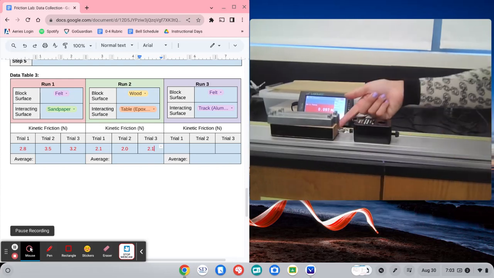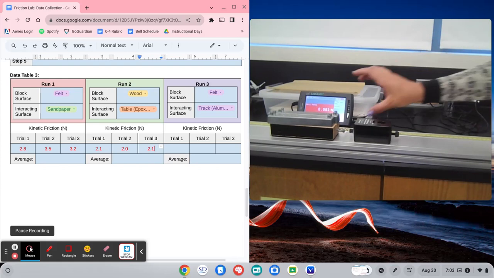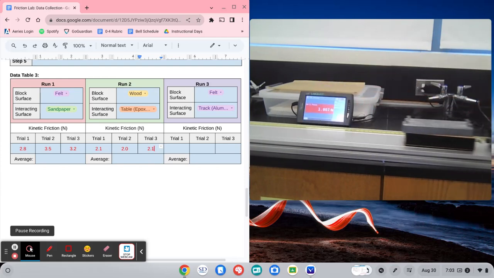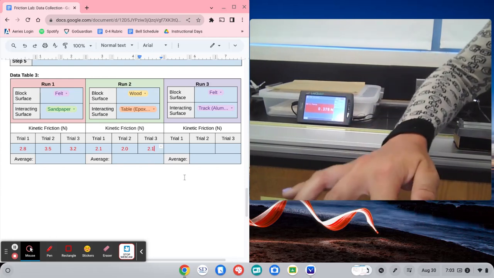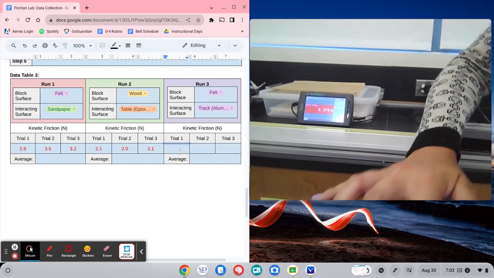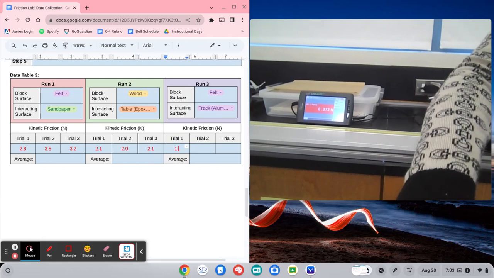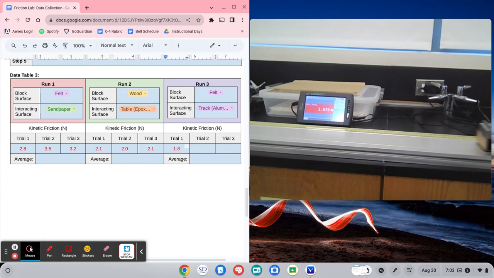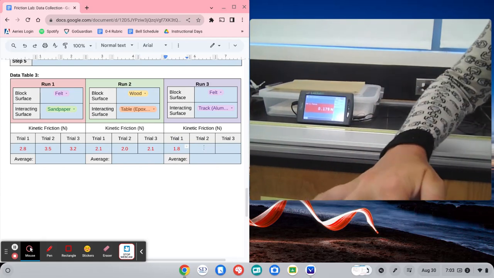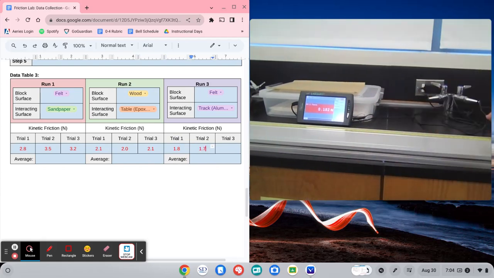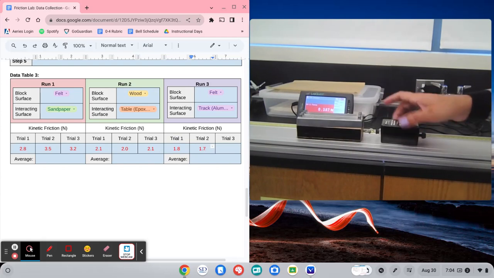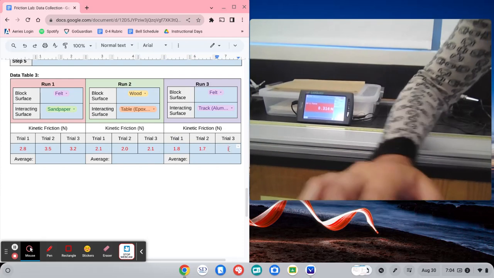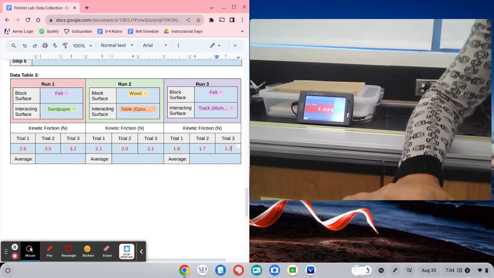For the last one here, I have the felt side down, and I'm pulling it on an aluminum track. Let me go ahead and zero this out. This one I got 1.8. Second one here, 1.7. 1.7. And that's all the data that you need.